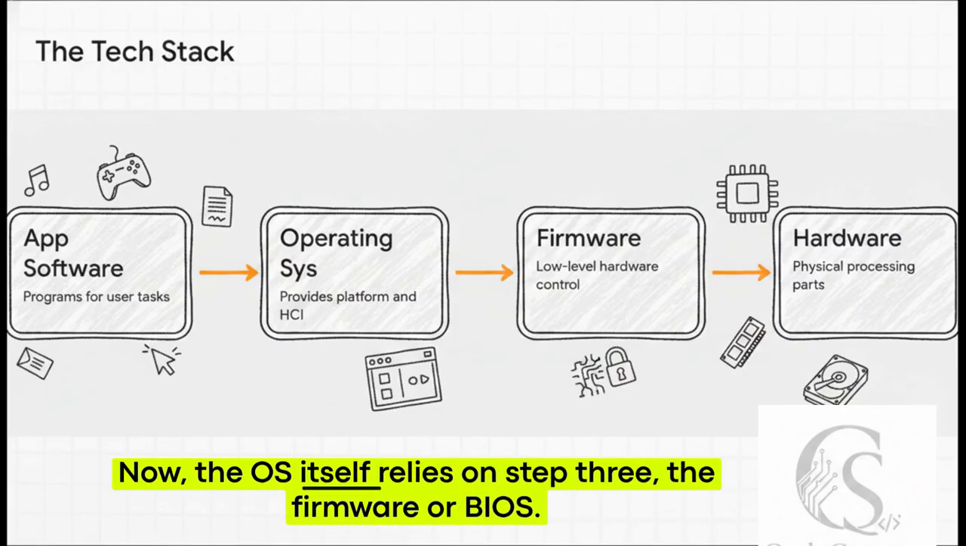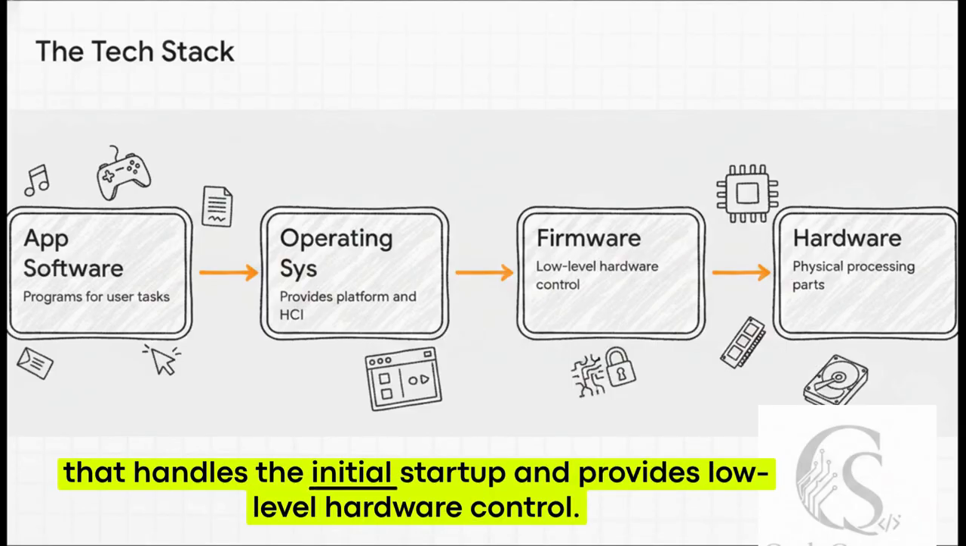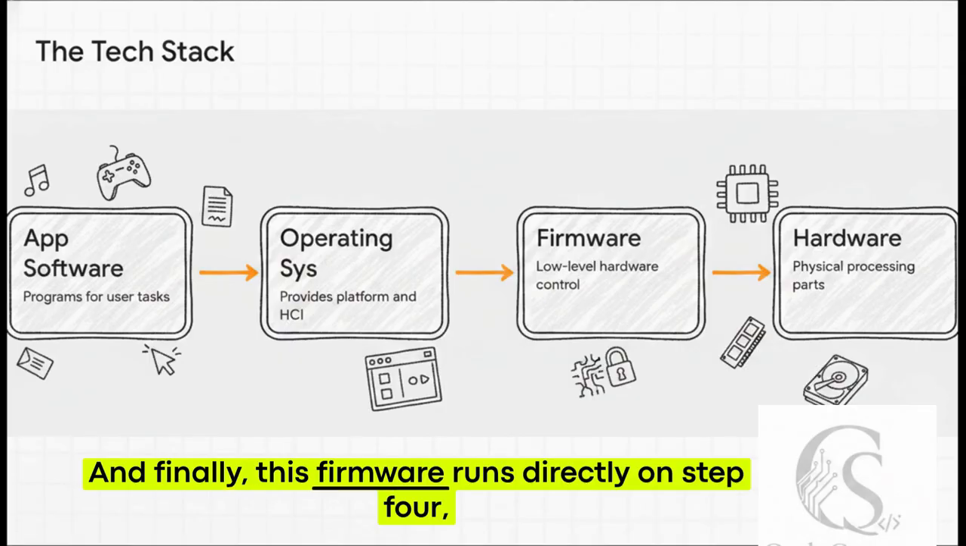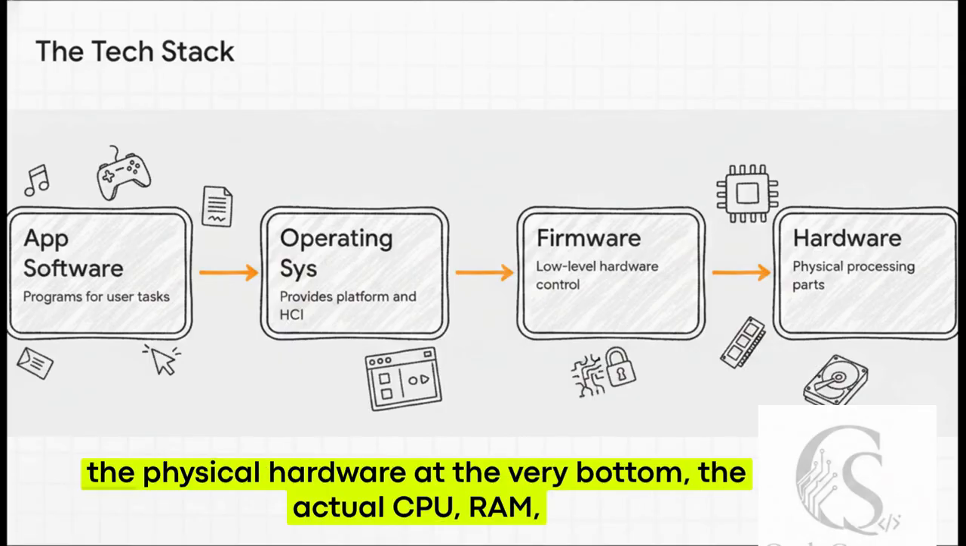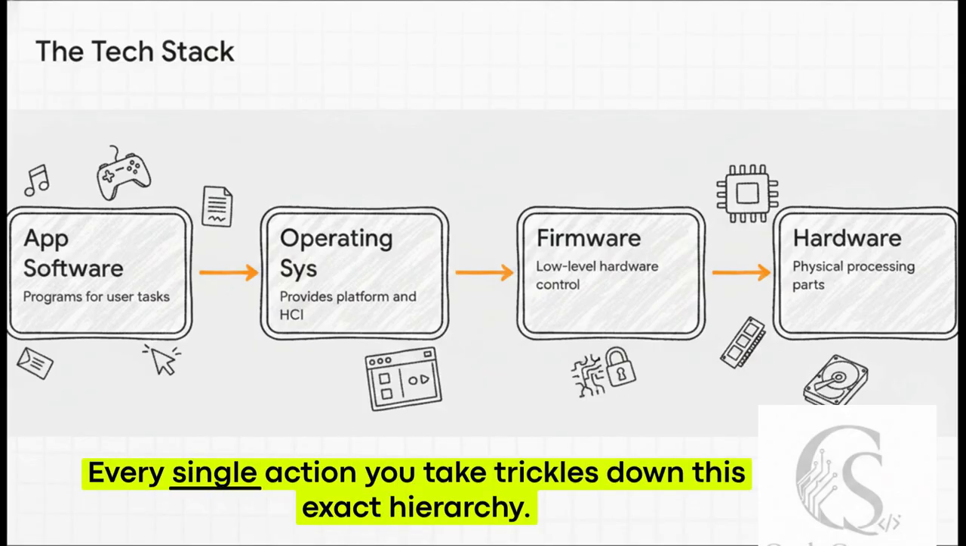Now, the OS itself relies on step 3, the firmware or BIOS. This is a small bootloader program, usually stored in non-volatile EEPROM, that handles the initial startup and provides low-level hardware control. And finally, this firmware runs directly on step 4, the physical hardware at the very bottom, the actual CPU, RAM, and storage doing the heavy lifting. Every single action you take trickles down this exact hierarchy.